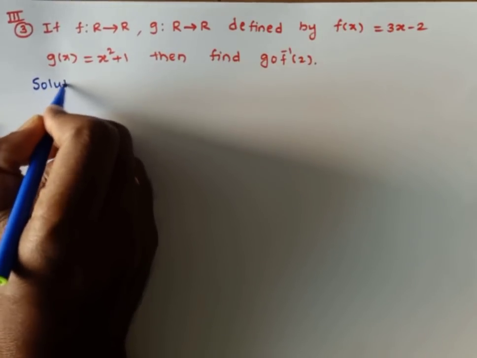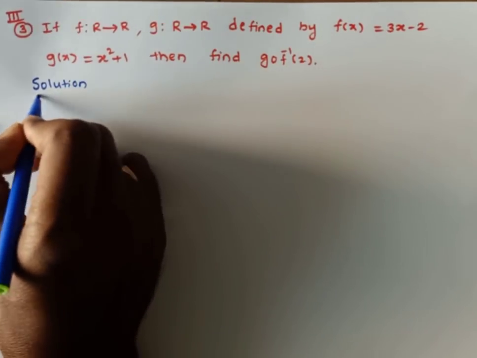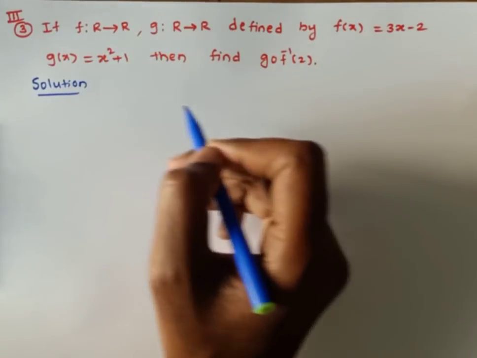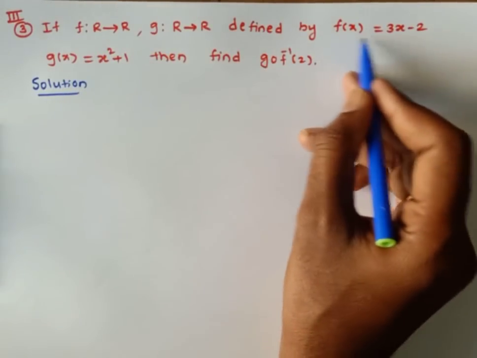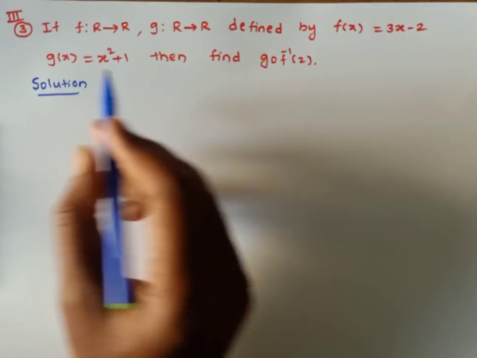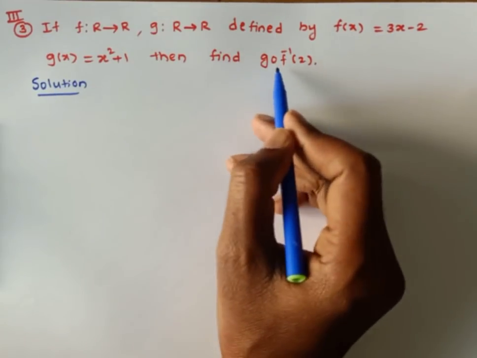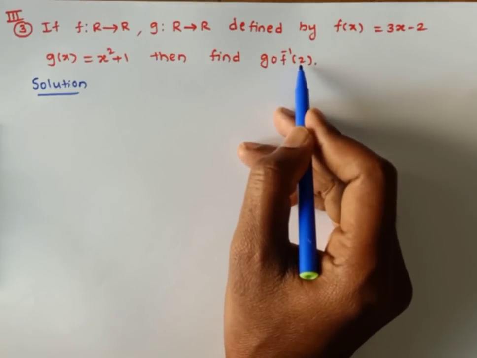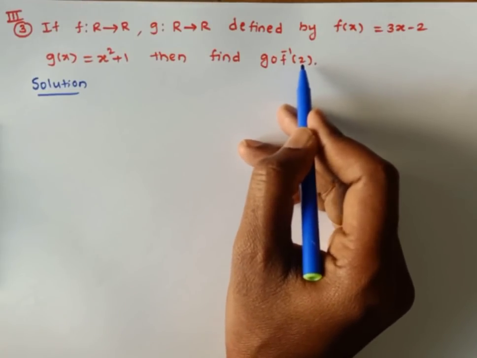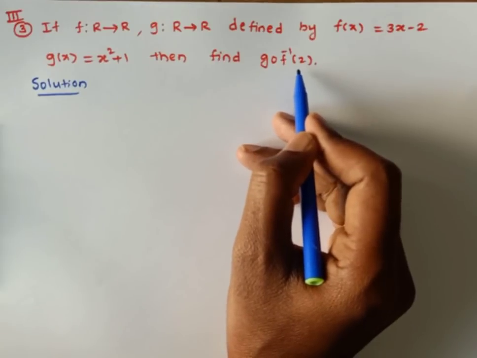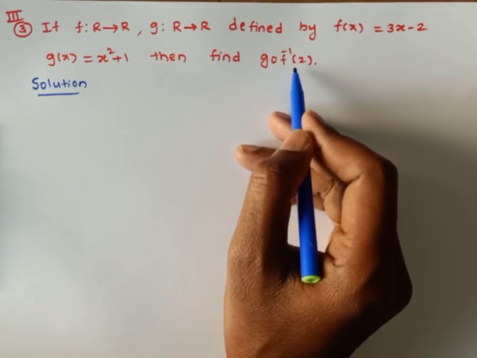See here what is given: f and g are given, f from R to R and g from R to R, which are defined by f of x equal to 3x minus 2 and g of x is x square plus 1. Then find g compose f inverse of 2. g compose f inverse of 2, or g circle f inverse of 2. So we know how to apply the composition.